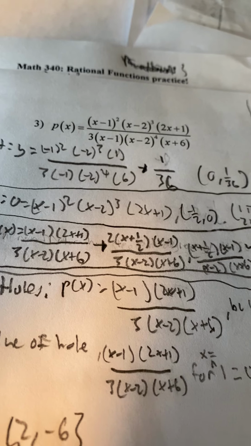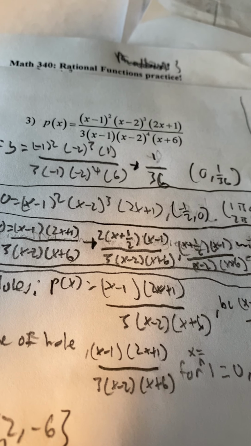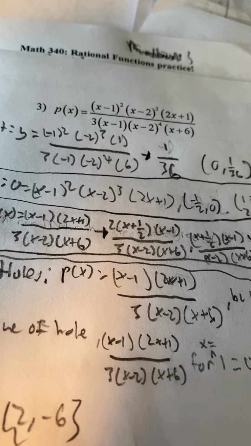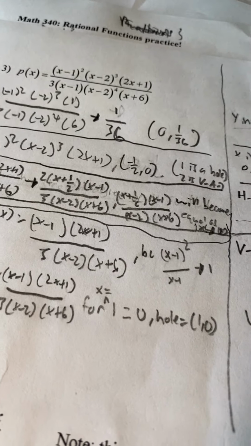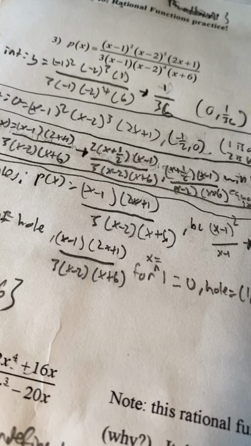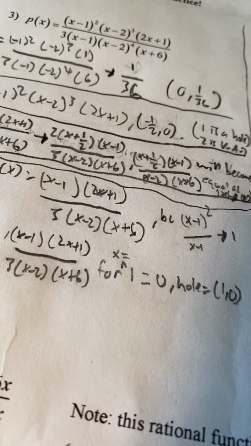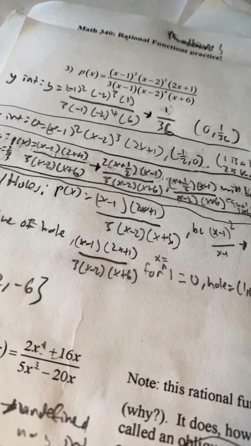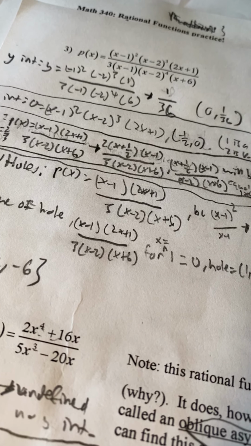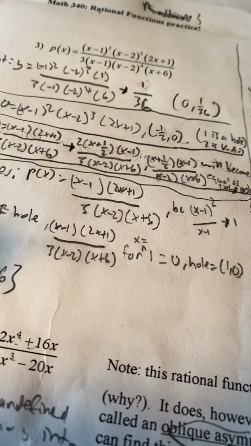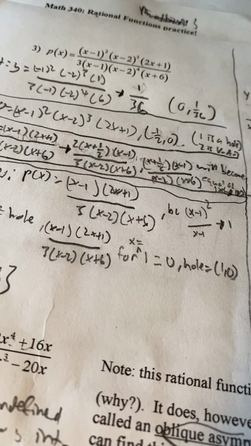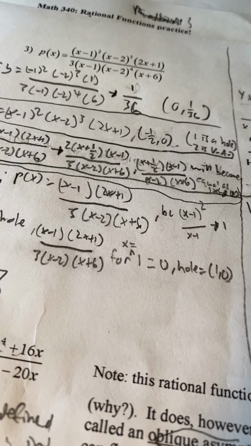All right, (x minus 1) squared times (x minus 2) to the third times (2x plus 1) over (3x minus 1), (x minus 2) to the fourth, (x plus 6). This one is a very big expression, but since it's already in factored form, it's a little easier. You can find the y-intercept, because if you set everything to 0, it actually becomes 1 over 136. And then the x-intercept, you set the numerator to 0, and you can already see from the equation it's 1, 2, and negative 1/2. However, 1 was later found as a hole.